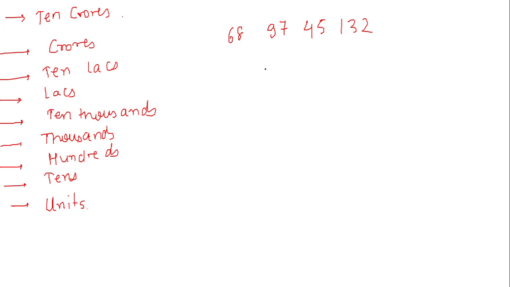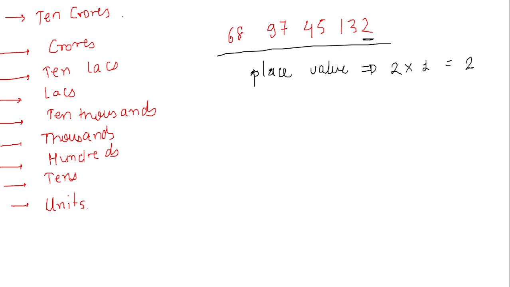Okay, so the place value for this above given number is the place value for 2. Place value for 2 is what? 2 is at the unit place. We know it is at the unit place. So for unit place we take 2 into 1. This is equal to 2. 2 is at the unit place, right?